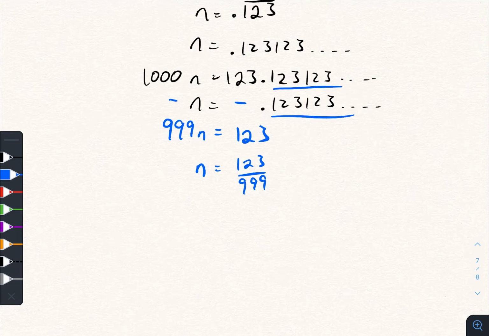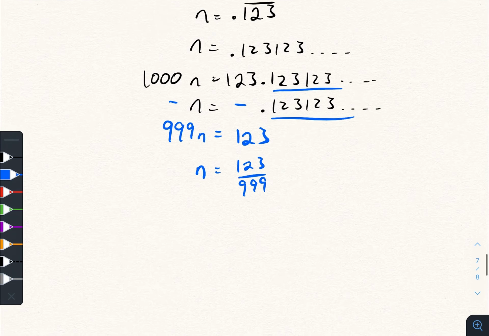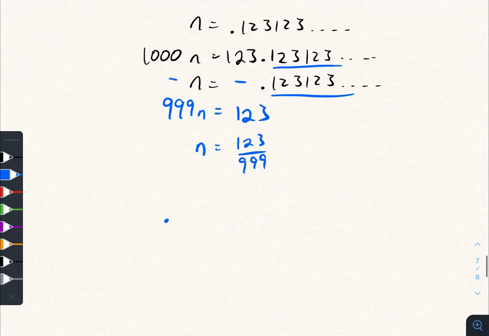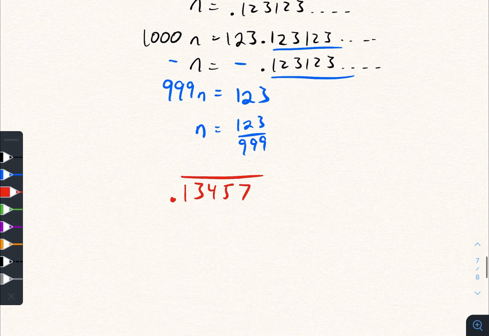Great, so that's how you do it. And that sort of approach will work for any repeating decimal. You could have a really long repeating decimal, like 1, 3, 4, 5, 7 repeating. You would multiply by 10 to the 5th. So what's that, 100,000? So we could do that.